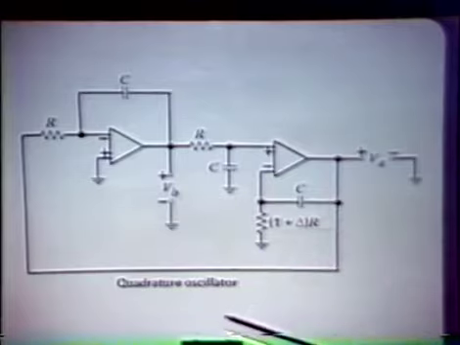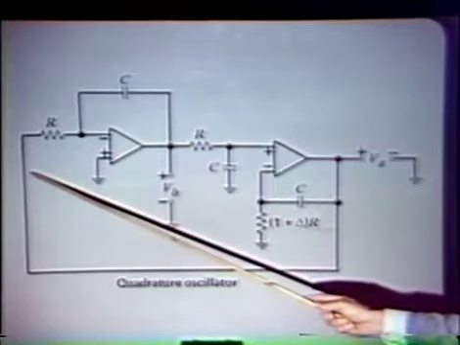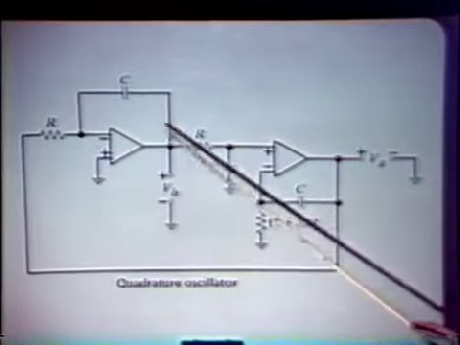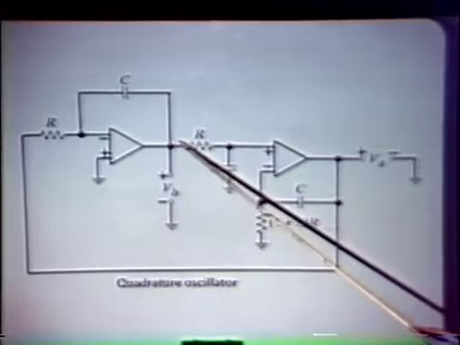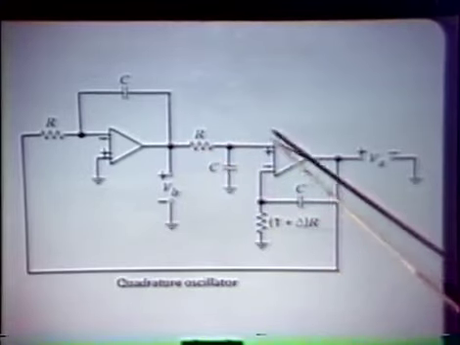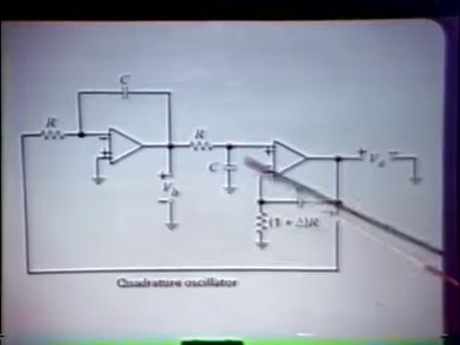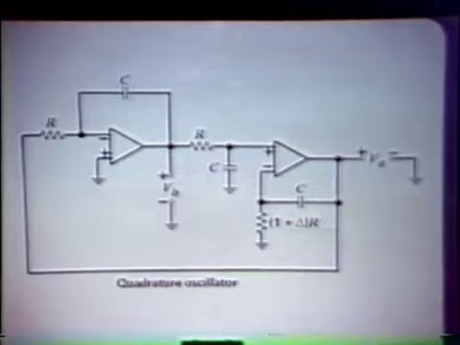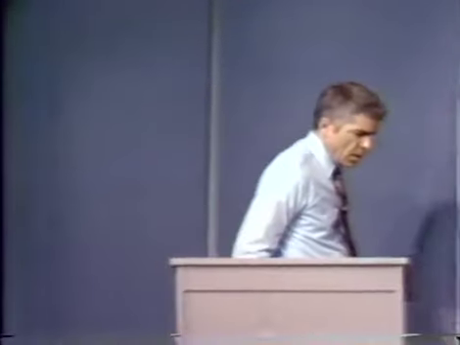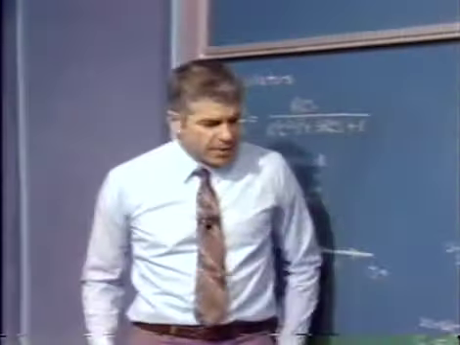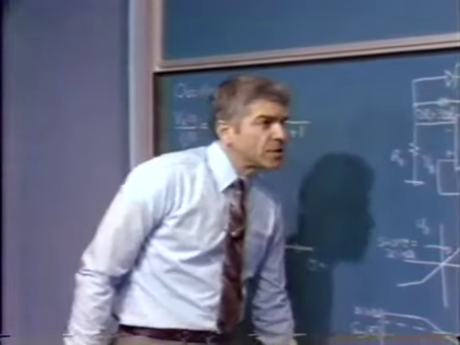So if delta is 0, if the RCs are matched, we have a minus 1 over RCs from here to here. We have a plus 1 over RCs from here to here. We have a system whose loop transmission is minus 1 over RCs quantity squared. And it's quite easy to show that that gives us a pair of poles on the imaginary axis. Again, we have the problem of stabilizing the amplitude of such an oscillator.